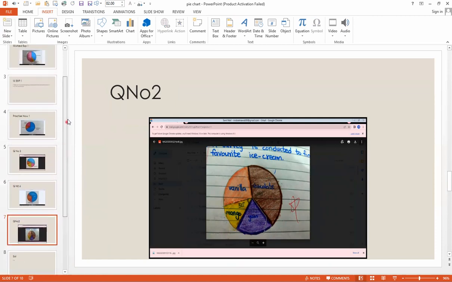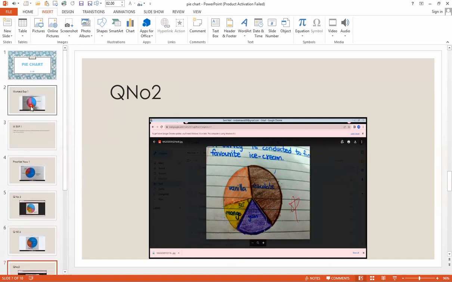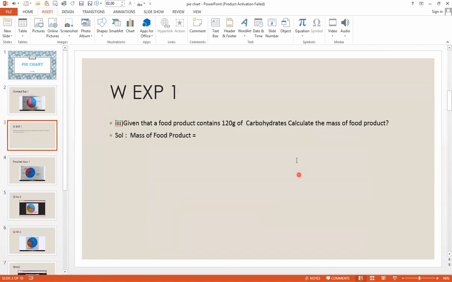Okay. You must keep in mind this person, we have to solve this part of the question. They are saying, given that a food product contains 120 grams of carbohydrates, how many degrees of carbohydrates are given? 144. Okay. But they are asking, in the whole food component, what is the mass of carbohydrate? That is 120 gram. Now tell the total mass of food product.